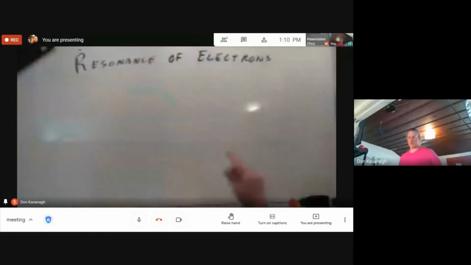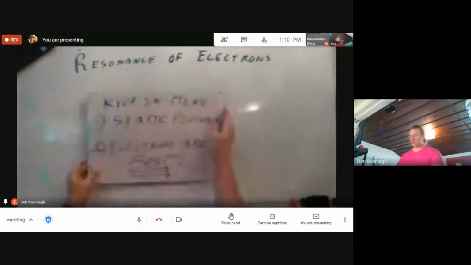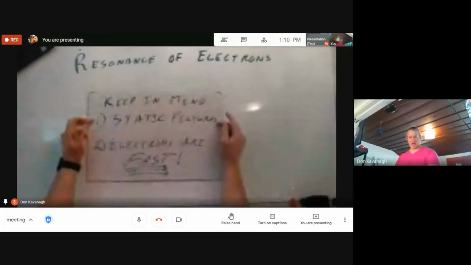of electrons in Lewis dot structures. Keep these two ideas in mind when trying to understand resonance. Our Lewis dot structures are static pictures, snapshots in time.